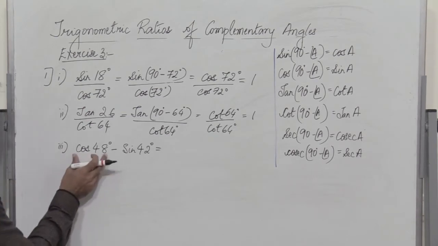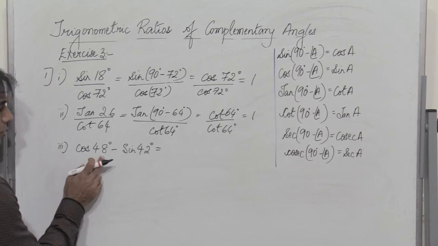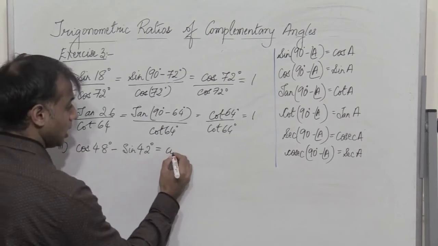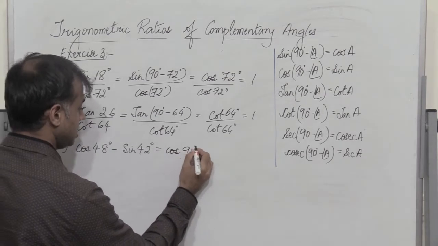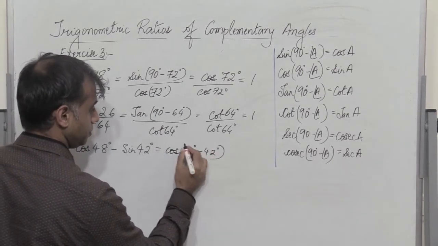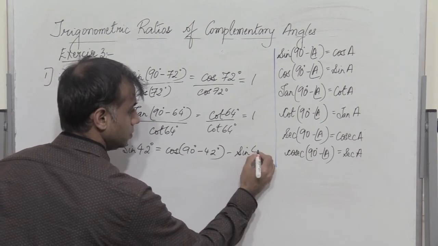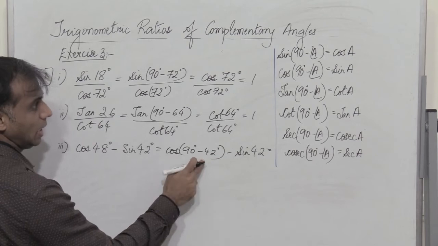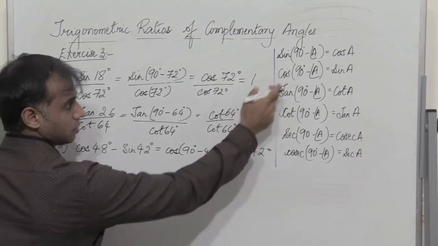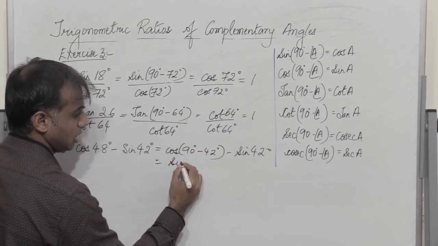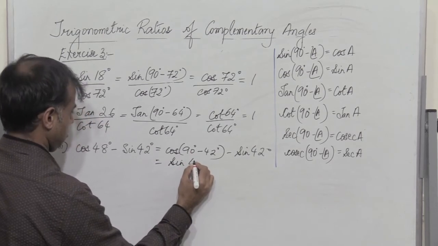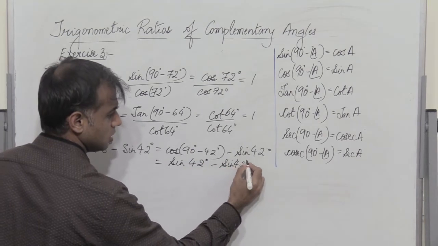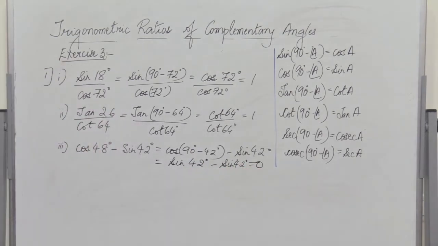Here, in the third problem, I have cos 48 degrees minus sine 42. Let me convert this. I can write cos 48 as cos of 90 minus 42, minus sine 42. Here cos of 90 minus A is sine A, so this is nothing but sine 42 minus sine 42, which gives me 0. So the answer is 0.